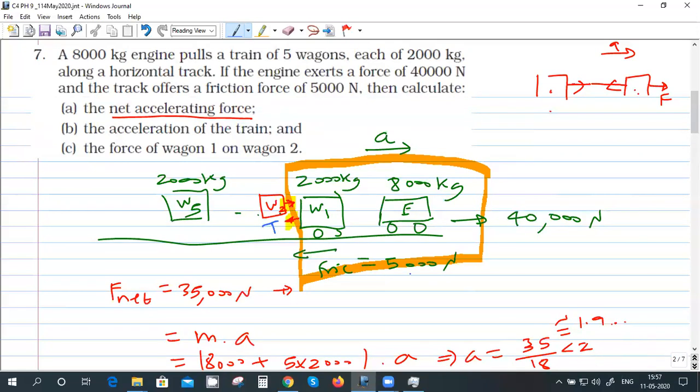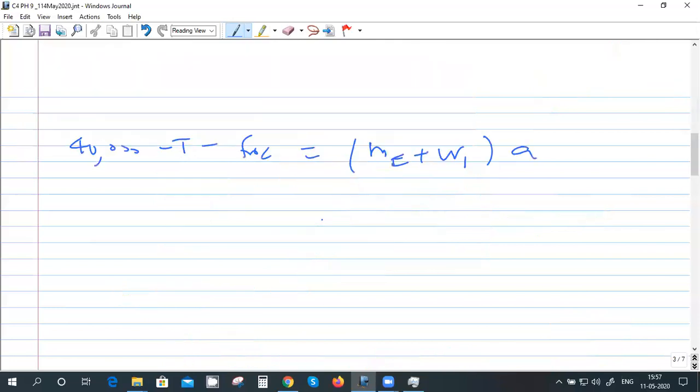So the friction force 5,000 is for the entire train, so we have to find the friction force corresponding to this part. So 8,000 plus 2,000 is 10,000 out of the total weight of 18,000, right? Friction force is proportional to the mass. So let me explain it. It is 10,000 divided by 18,000. Let me write this friction as friction force 1. So this is equal to 10,000 divided by 18,000 into the total friction force, that is 5,000.